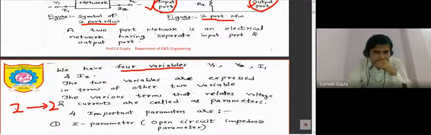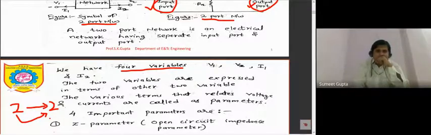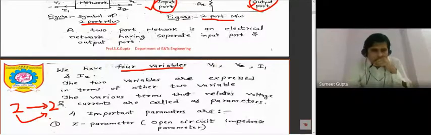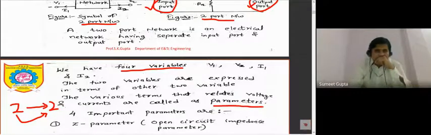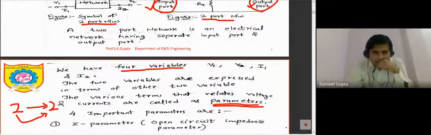I am expressing these two variables in terms of the other two variables, and those relationships are termed as parameters. With V1, V2, I1, I2, there are a total of six possible combinations, out of which we will be learning four important combinations, and those are called the four important parameters.